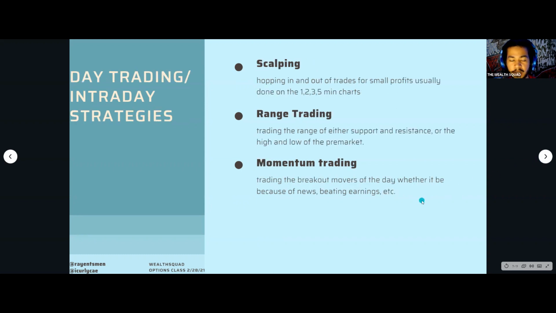All right, so day trading slash intraday strategy, scalping. A lot of times you will see people talking about scalping. That's hopping in and out of trades for small profits, usually done on the 1, 2, 3, or 5 minute charts. Also, range trading, and that's trading the range of either support and resistance or the high and low of the pre market, as well as momentum trading, which is trading the breakout movers of the day, whether it be because of news, beating earnings. A lot of times people will use scanners to find this. They'll use the scanners in Thinkorswim or they'll use Flow Algo or anything that scans the market so you can find those momentum type trading opportunities.